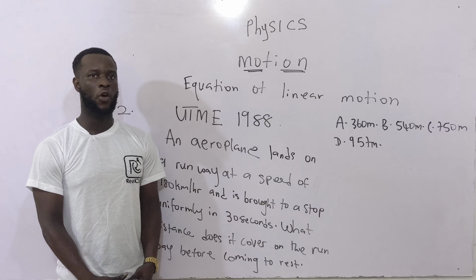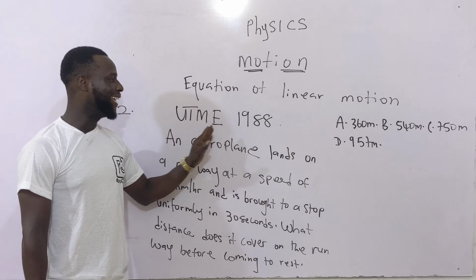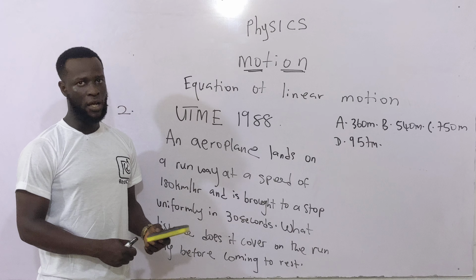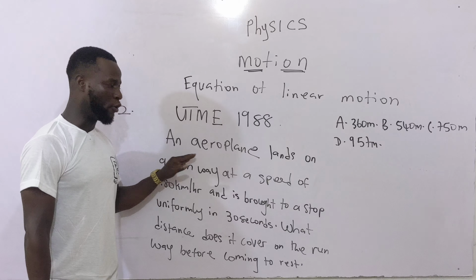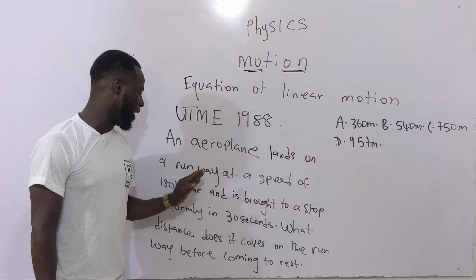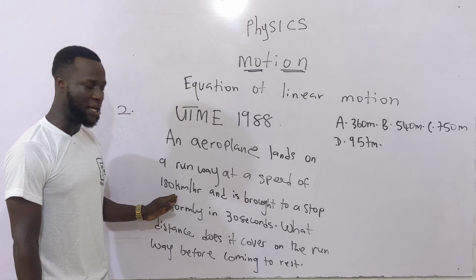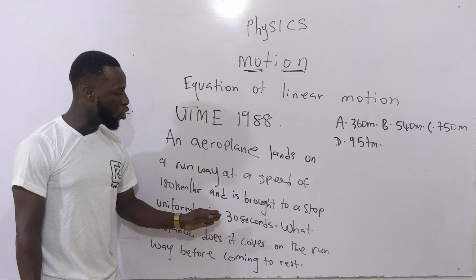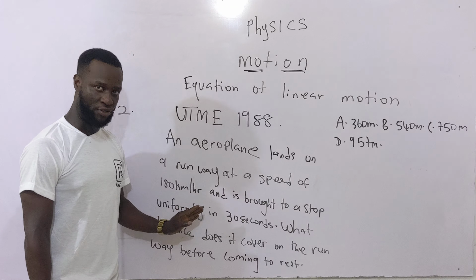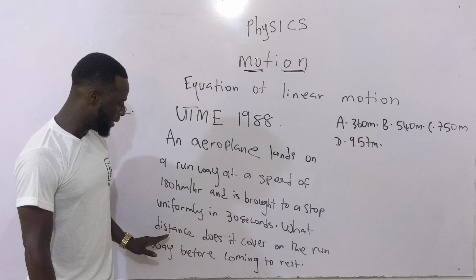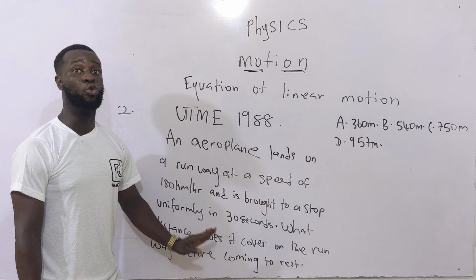Still on motion, question number 2. This question is UTME 1988. And the question is like this. An aeroplane lands on a runway at a speed of 180 km per hour and is brought to a stop uniformly in 30 seconds. What distance does it cover on the runway before coming to rest?